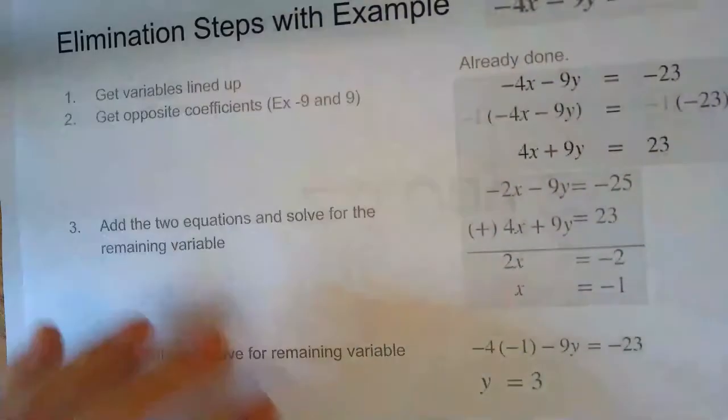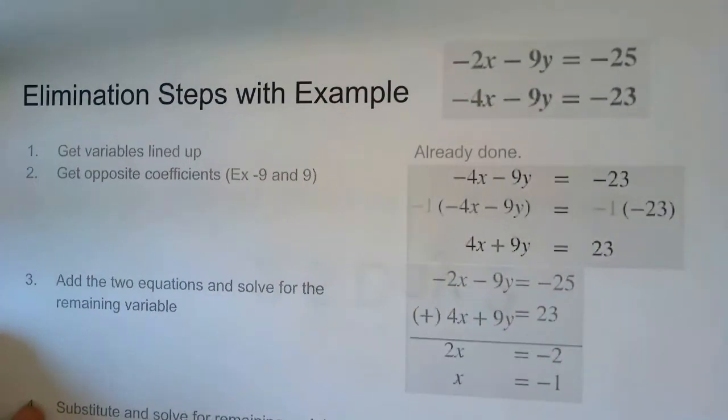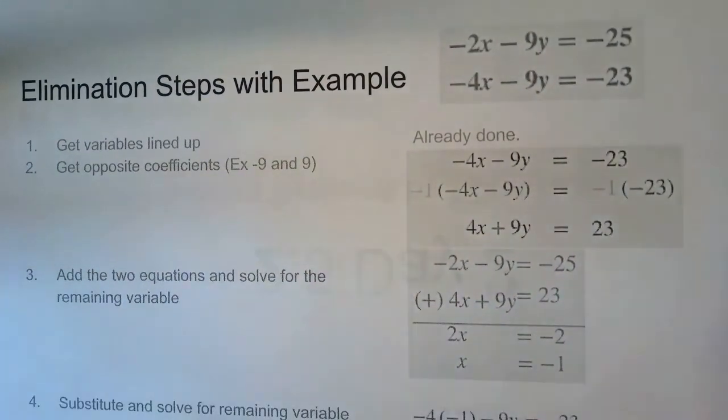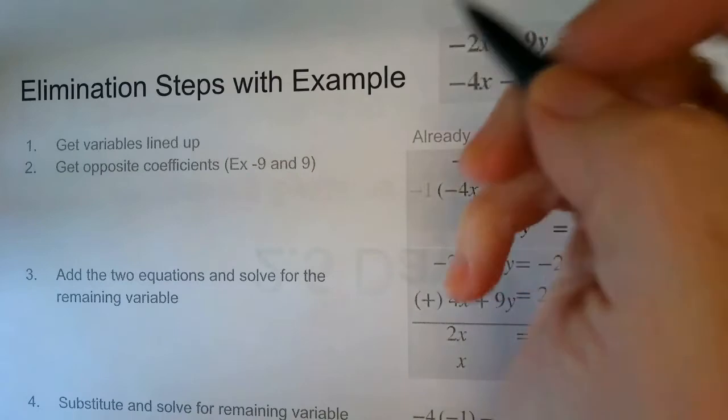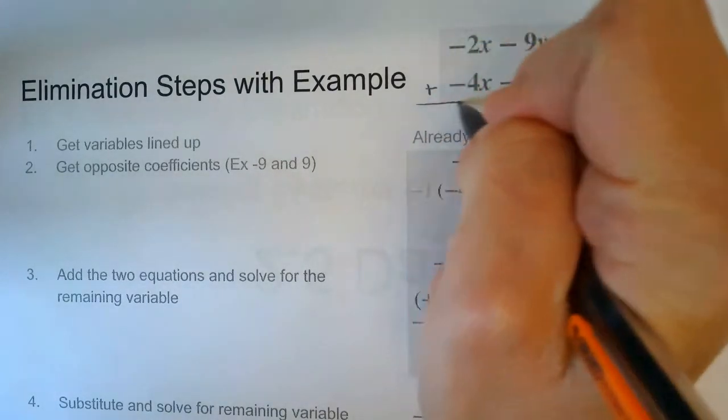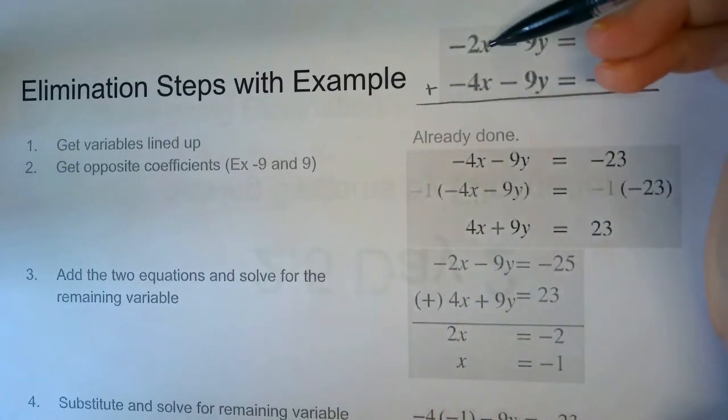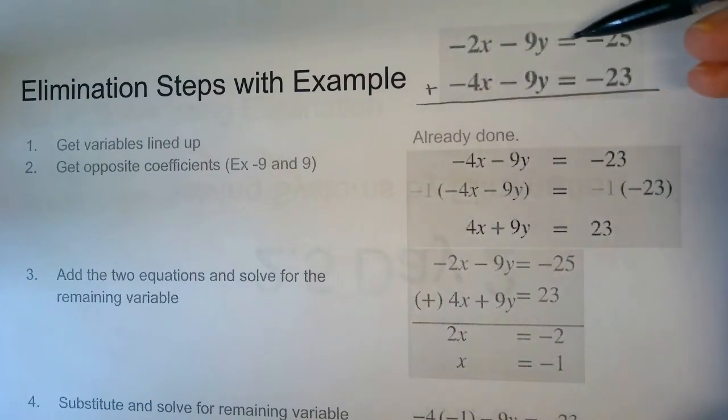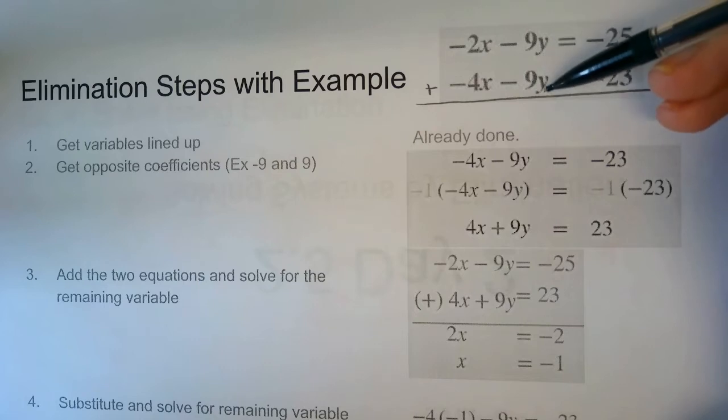So here's an example where you have a system of equations and you want to solve it by elimination. What that means is you want to add these two equations together. So either the x's will eliminate, meaning they'll add to 0, or your y's will eliminate, which means they would add to 0.